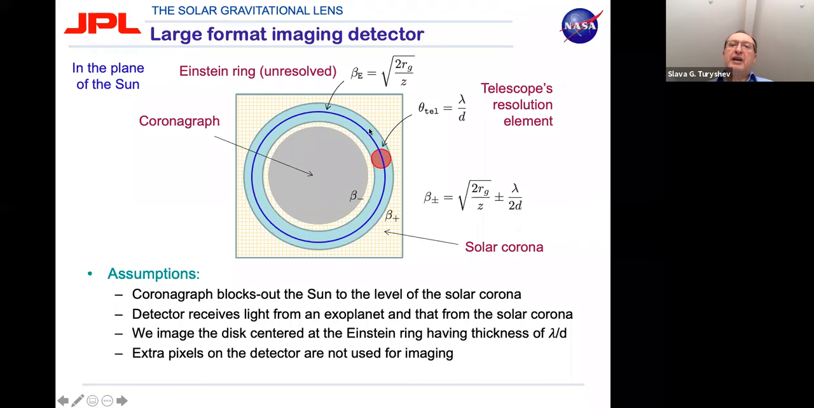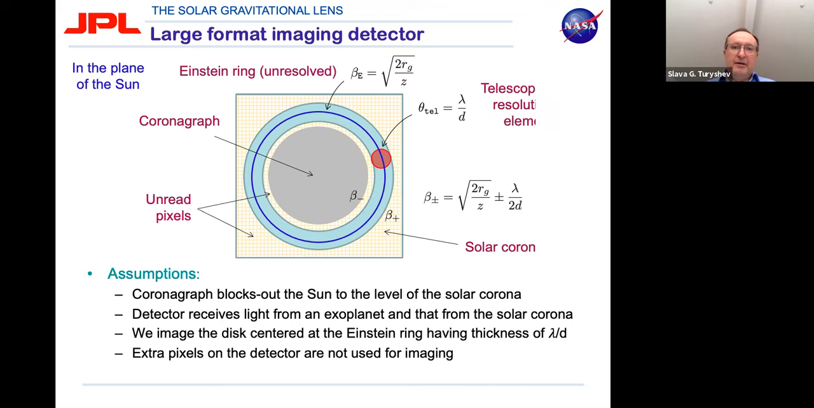So with my telescope, I cannot resolve from 550 AU the thickness of the Einstein ring. I can resolve only the circumference of the Einstein ring. My brightness data come from the circumference of the Einstein ring, not from the thickness, because my telescope sees a much wider annulus. If I develop a coronagraph that will block not only the sun, but also the light outside of that annulus, I'm in business. This is what we have developed. Our coronagraph allows us to sample only the light that is enveloping the Einstein ring, and this is where we get most of the signal.